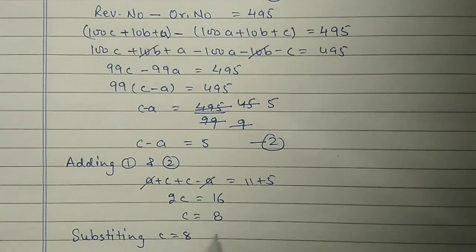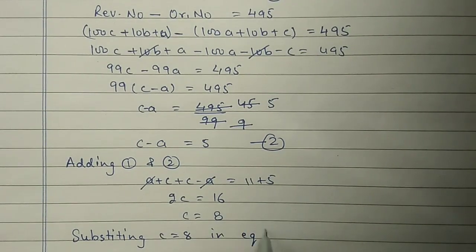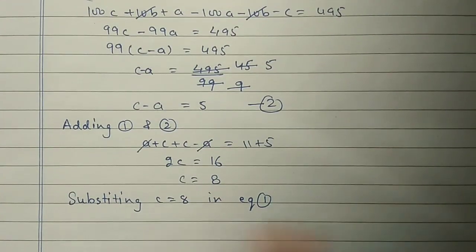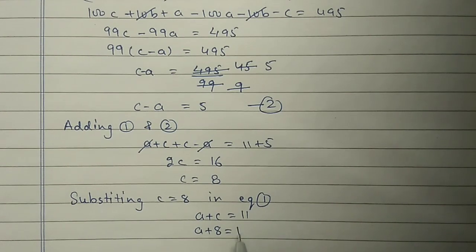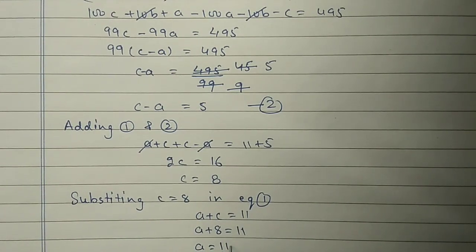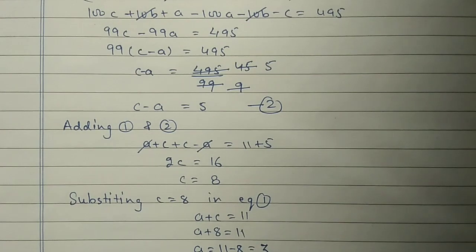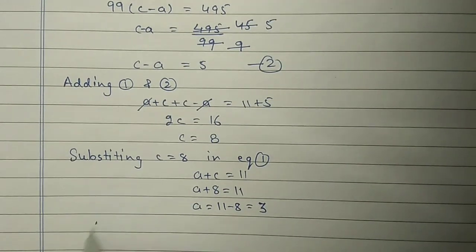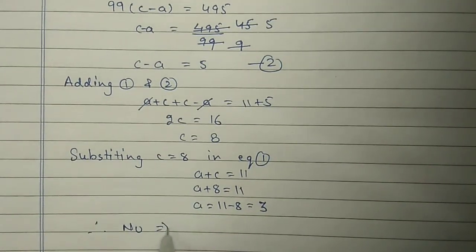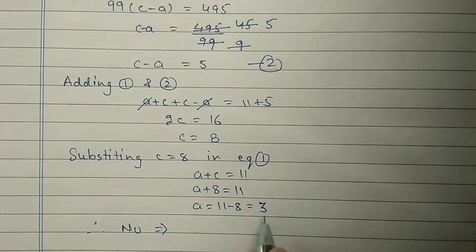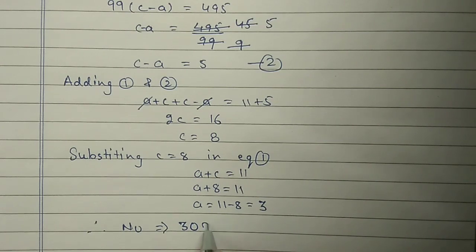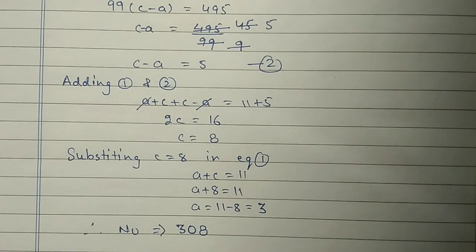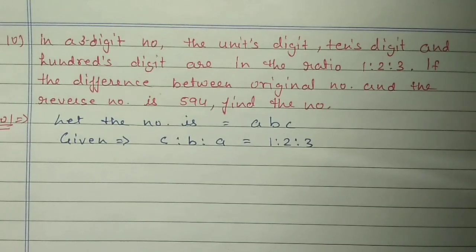C is equal to 8 in equation 1. In equation 1 we have A plus C equal to 11. So A plus 8 equal to 11, A is equal to 11 minus 8, which is 3. Now we have to find the number. The number we have taken is ABC. A is 3, B was given 0 and C we got 8. So the number is 308.